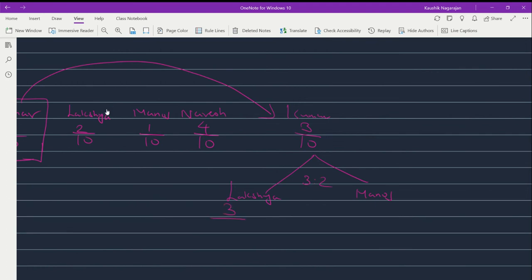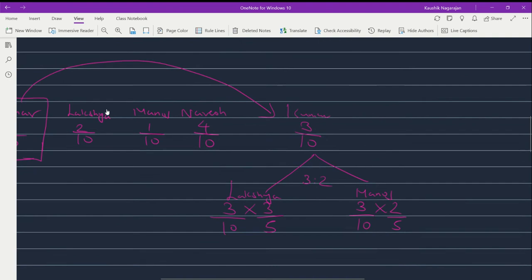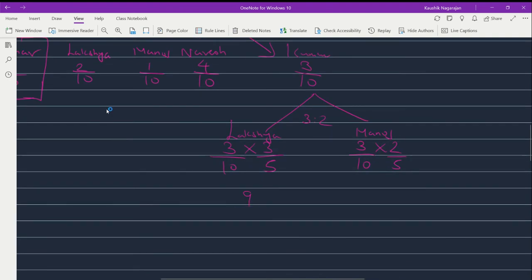So which means 3 by 10 of 3 by 5, and over here the same 3 by 10 of 2 by 5. So when you multiply, you will be getting it as 9 by 50, and over here it is 6 by 50. So 9 is to 6, you are getting it as a gain. So here this 9 is to 6 is our gaining ratio. This can be further simplified as 3 is to 2. That is what we have got over here.